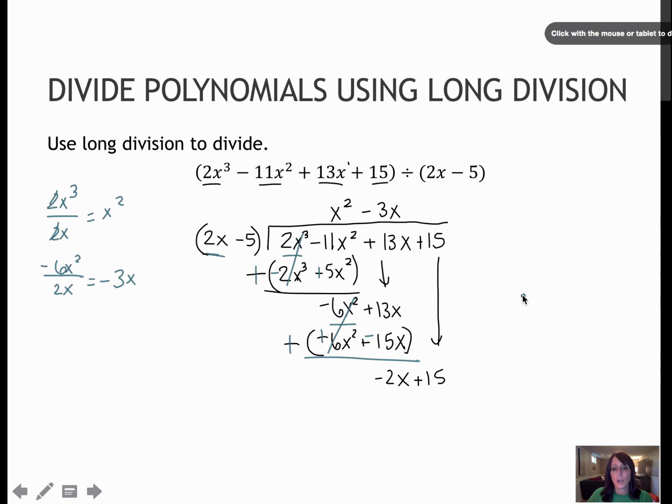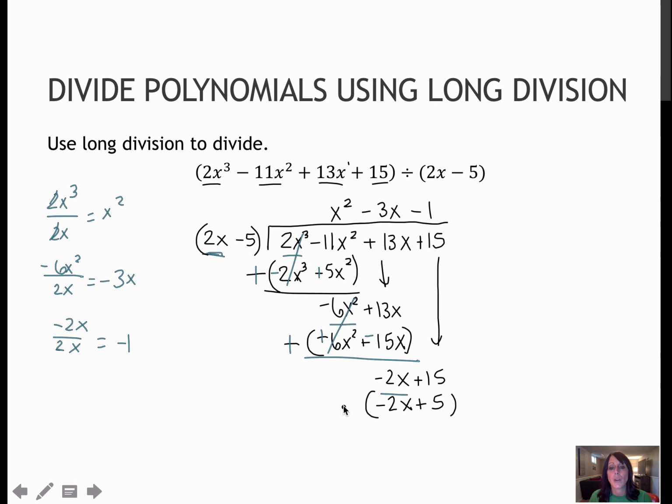Same thing I did before. I'm looking at 2x and I'm looking at negative 2x. So if I took negative 2x divided by 2x, what would I get? I would get negative 1. So that's the number I'm going to use, negative 1. Negative 1 times 2x is negative 2x. Negative 1 times negative 5 is positive 5. Again, I'm subtracting that whole thing, so I'm going to keep, flip, change, change. 2x and negative 2x cancel. 15 and negative 5 is 10.